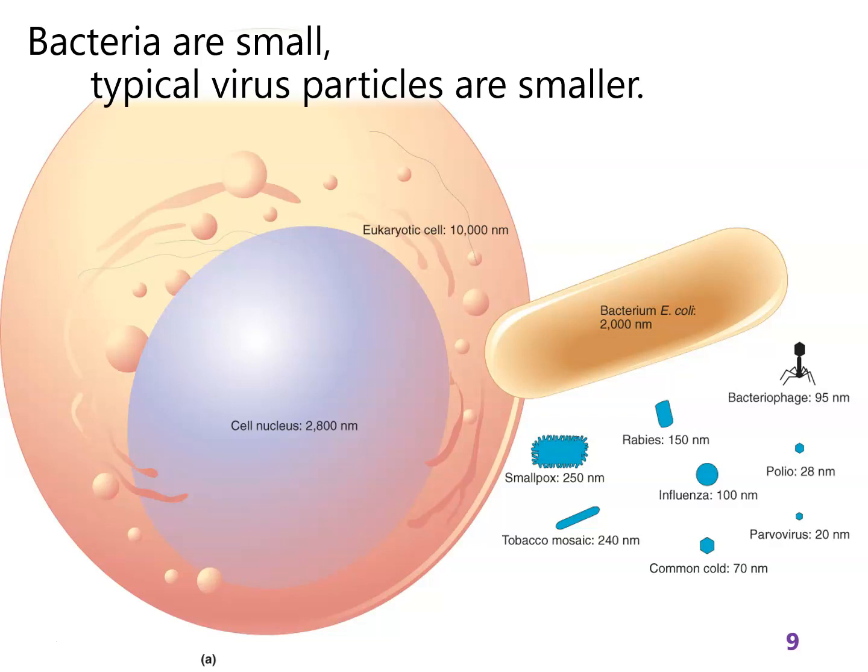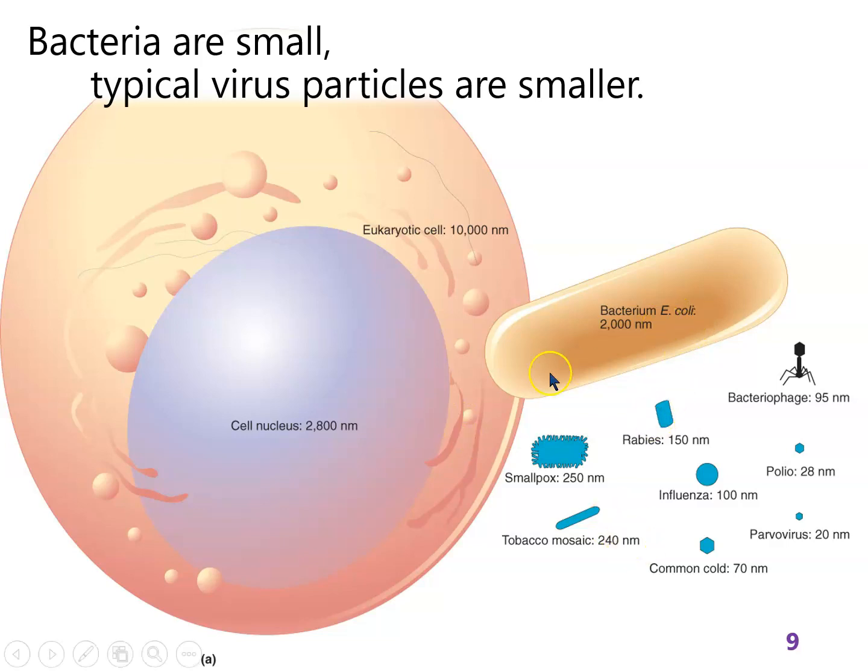So, size-wise, we can compare virus particles, or virions, to bacteria, and then compare those to a human cell. And so the human cells that you'd learn about in A&P are much bigger than a bacterial cell, and a bacterial cell is much bigger than most virions.